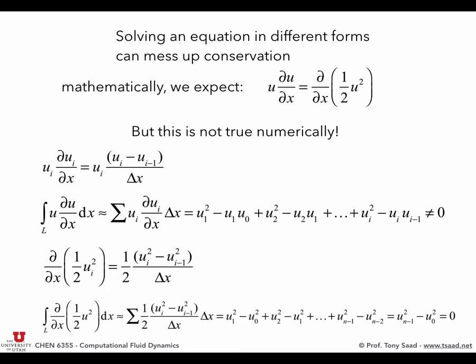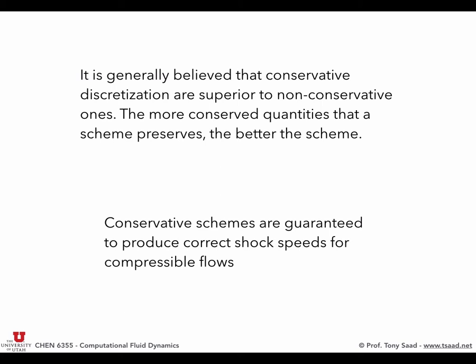But if you take this form, something beautiful happens. You get these alternating terms: u_1 squared minus u_0 squared plus u_2 squared minus u_1 squared. So u_1 squared and u_1 squared disappear, and then u_2 and u_2 disappear all the way, and you are only left with u_{N-1} squared, that's the last point, minus u_0 squared. But the fluxes are 0. This is the flux, right? u squared is the flux, and the fluxes are 0, so that's equal to 0. And you conserved your quantity. See the power of the conservation form. So it's a highly desirable property, and it's generally believed that conservative discretizations, conservation forms, are superior to non-conservative forms.